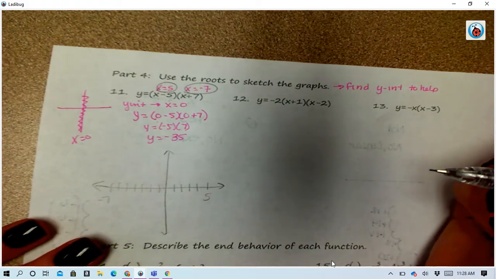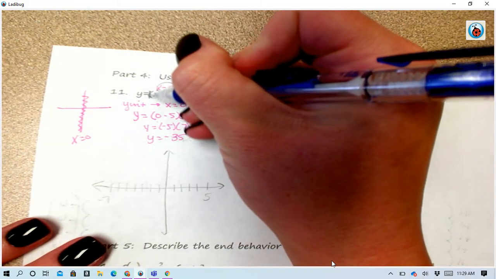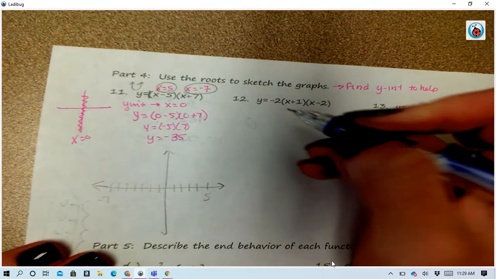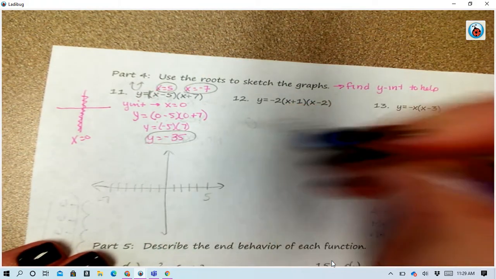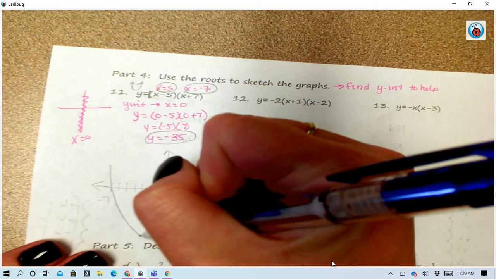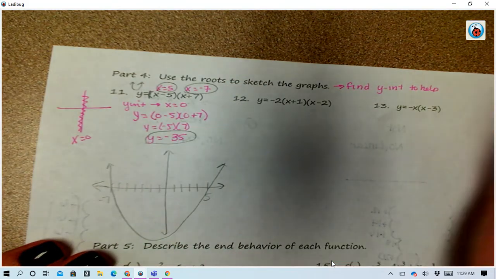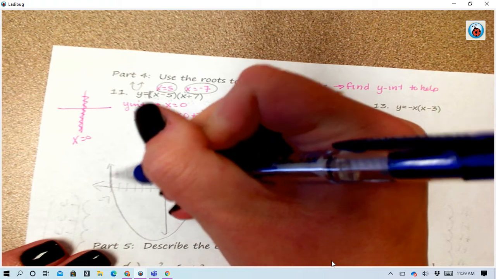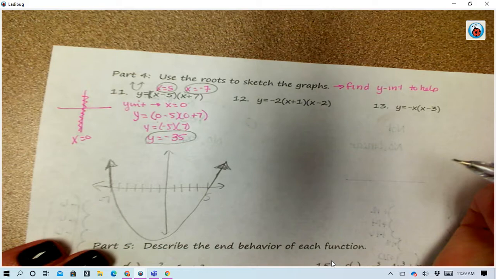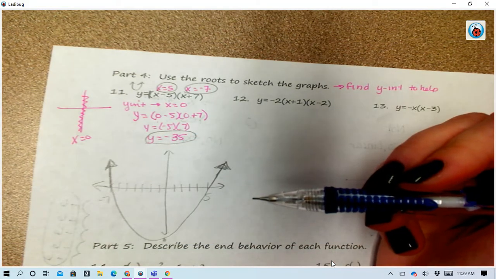And how do we know which way the tails are going to go? So your A value is a positive 1, which means your graph is going to be shaped up like a cup. And we just found that your y-intercept is going to be way down here at negative 35. So all we know, it's going to look something like this. And that's all you need. You know, based on your roots, that your arrows are going to be shaped up, pointing up. And then we know our y-intercept is way down here. It's going to be U-shaped.